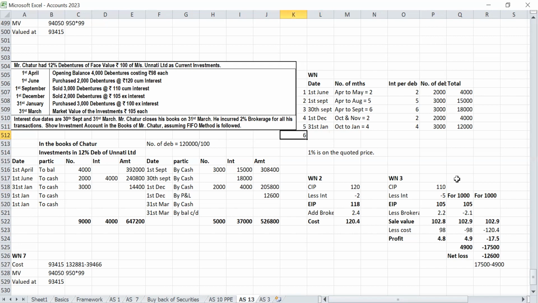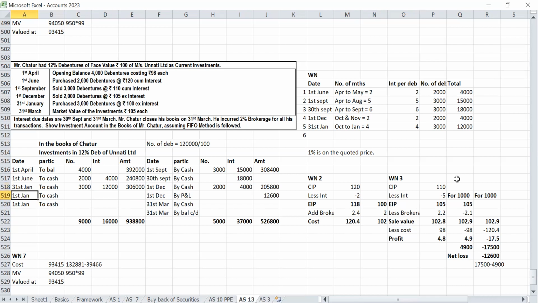Interest 12,000, sir, on 31st January purchase. Interest 12,000. Amount we have to compute: 100 ex-interest, brokerage 2, so total 102. 3,000 into 102.